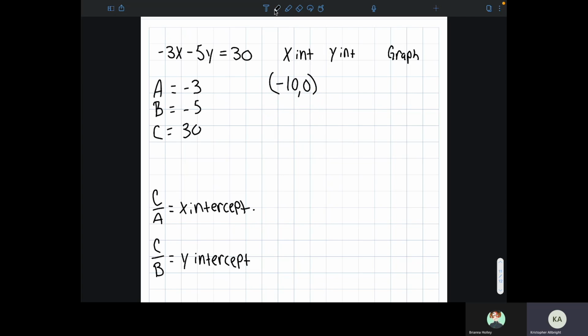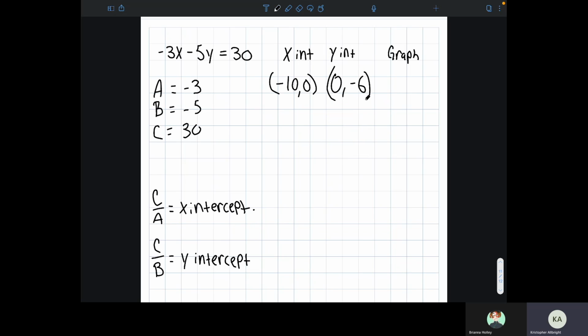So now for the y-intercept, we need c over b. So 30 over -5, which if we plug that into a calculator, we get -6. So the form that it gives you to put that in is 0, -6. So erasing all this, we have our 2 points.